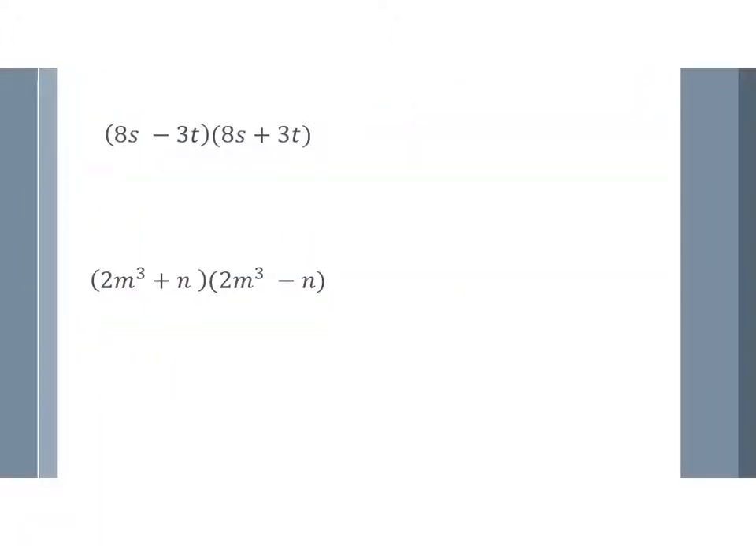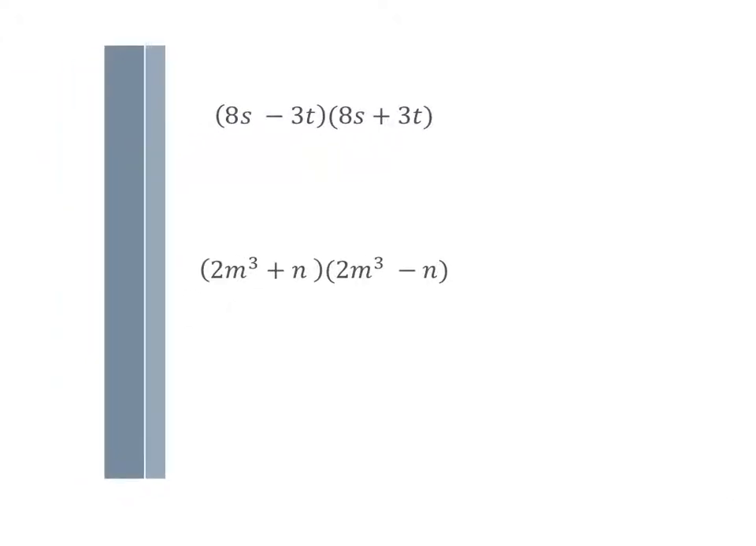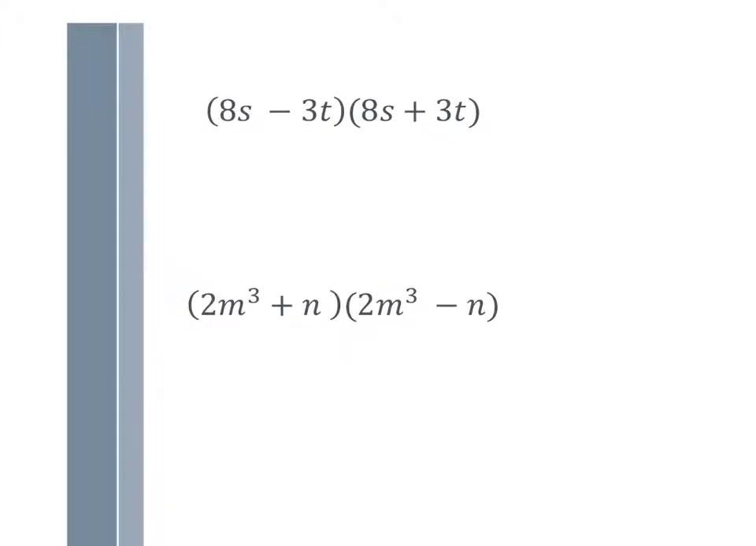Next example. Again, notice all of the numbers and the letters in my problem here, or my question. They're the same, the only difference is the sign in between the terms. Again, this should be a clue to you that when you're done, this is only going to result in 2 terms in your answer, the difference of 2 squares, because that middle term is going to cancel out. So let's watch it. So we're going to distribute the 8s to the 8s and the 8s to the 3t. Once I do 8s times 8s, I get 64s squared.